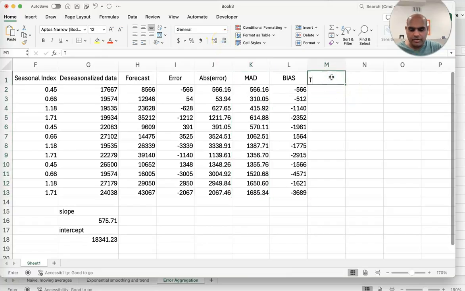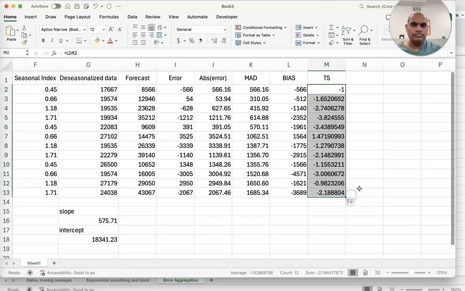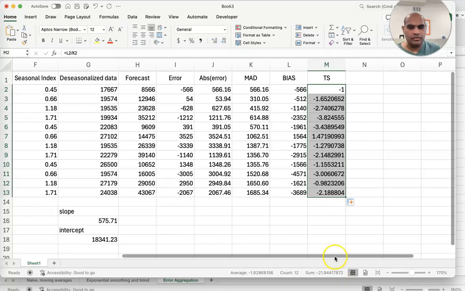And then I can calculate the tracking signal. The tracking signal is bias divided by MAD. Go. And then I can decide whether, if I have plus 3, minus 3, you'll notice that it went down below minus 3 once, again here, but then it's staying mostly within the range. So you might say that the forecasting method is good enough.